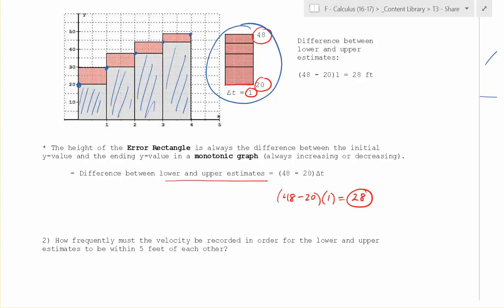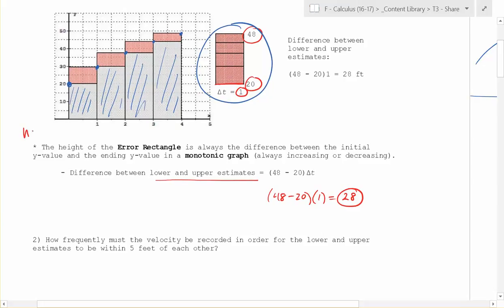Okay, so look at number 2 here. It says, how frequently must the velocity be recorded in order for the lower and upper estimates to be within 5 feet of each other? See if you can work on that by yourself for a little bit, and then we'll come together and talk about it. N in this one equals 4. So when n equals 4, you have an error of 28. You want 28 to go down, you want n to go up. It has to be greater than.